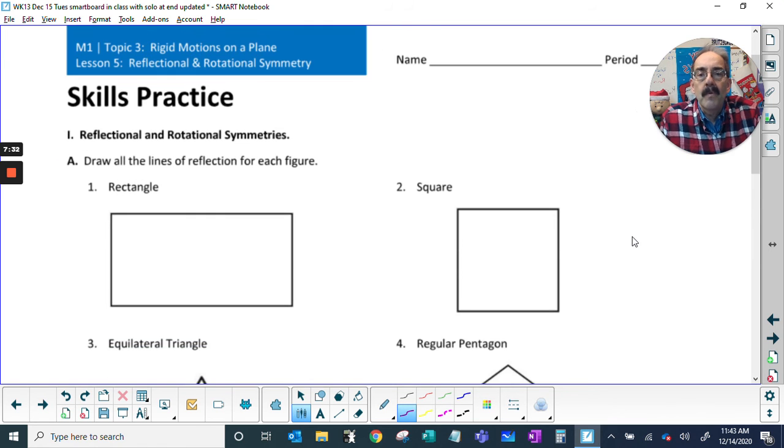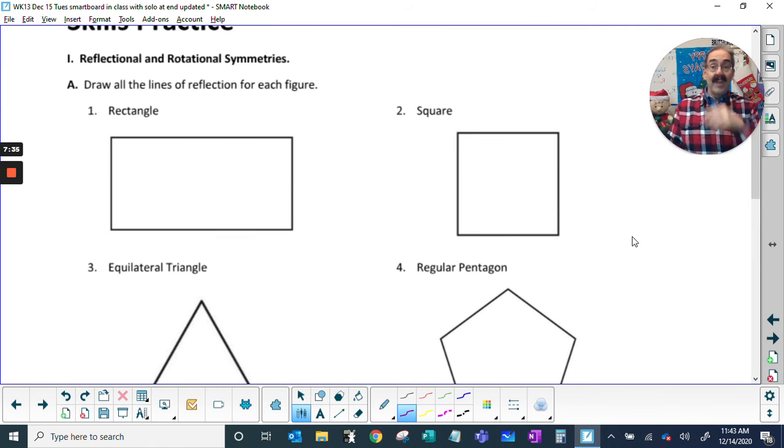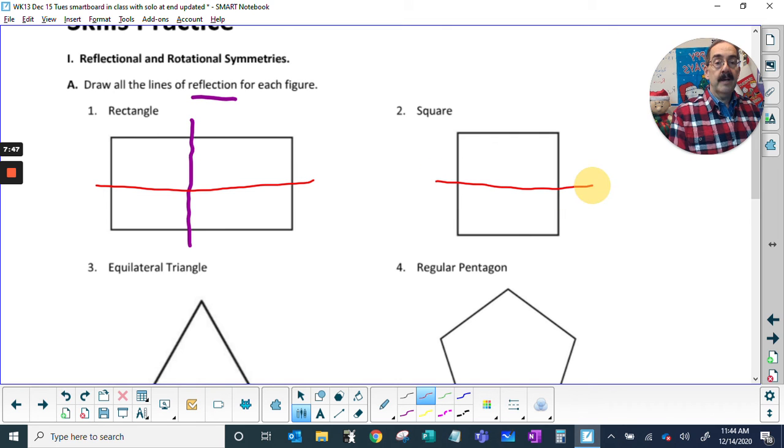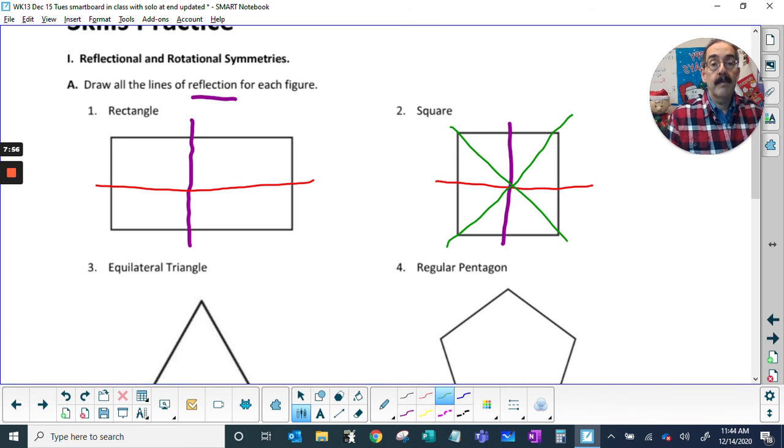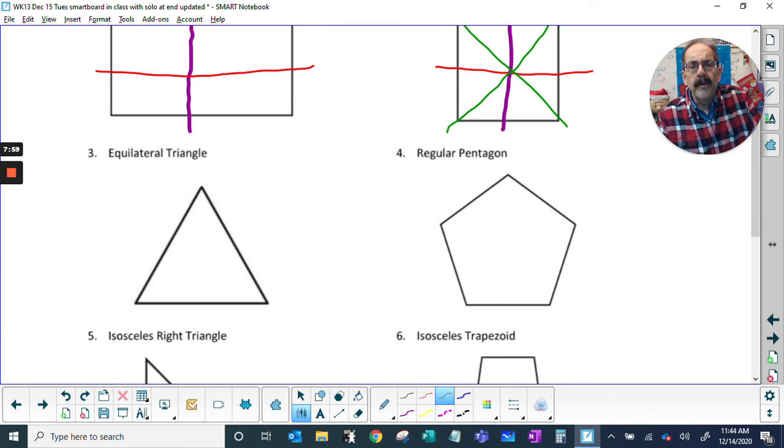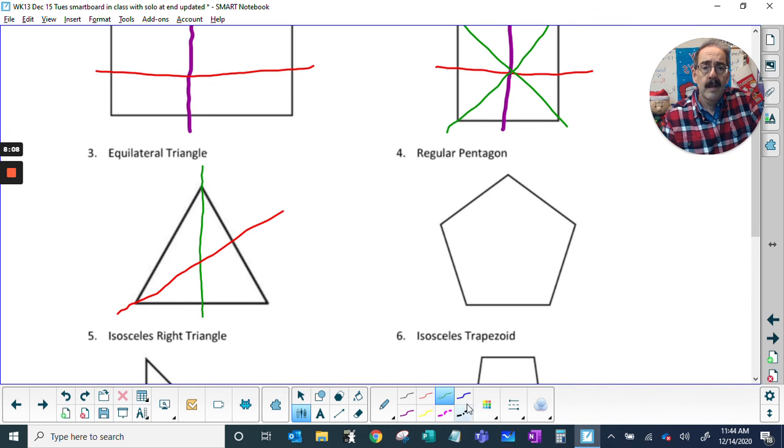I want you to take a moment and draw all the lines of reflection. I can reflect. I can reflect. Reflect. Reflect. Now a diagonal in a square works, doesn't it? Equilateral. I can do that one. I could do that one. I could do that one. Cool. Only reflective right now.